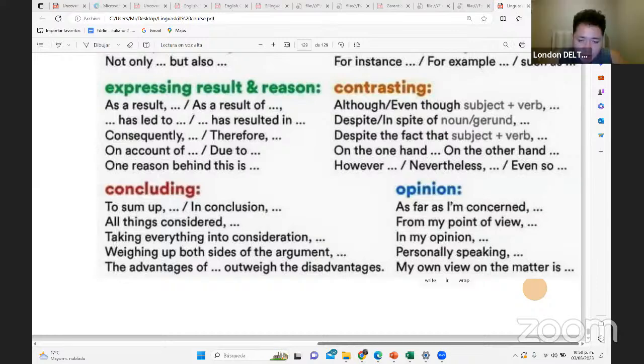Entonces imagínense wrap up como cuando te empaquetan o te envuelven una comida para llevar, right? So they wrap it up and you go. So in this case, la expresión to wrap up or to sum up es como para terminar o en resumen, you say to sum up or to wrap up. Entonces puedes decir, para terminar, resumiendo todo, vamos a decir to sum up or to wrap up. In conclusion es en conclusión.